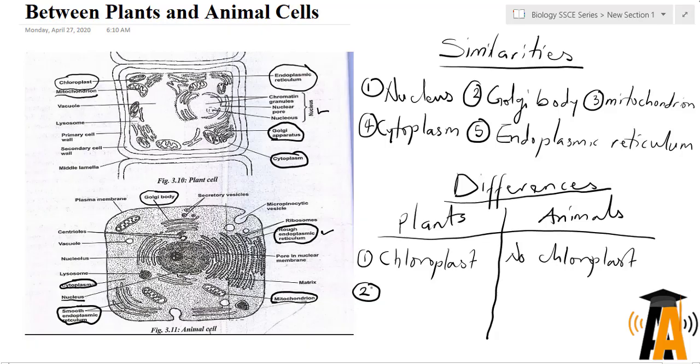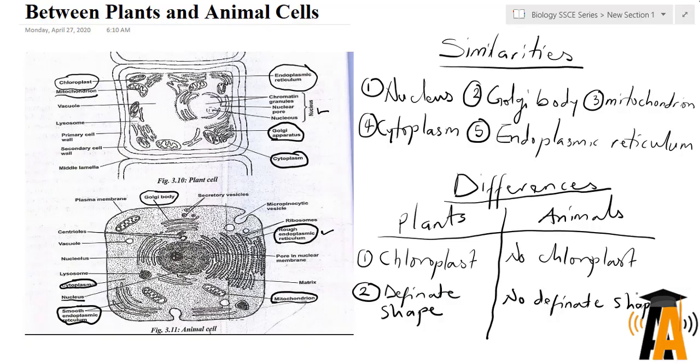Now difference number 2. You see that the plant cell, if you look at the shape, it has a definite shape, while for animal, no definite shape. Now, the plant cell has a cell wall, which makes it quite rigid. If you look at this, let me just point it out for you.